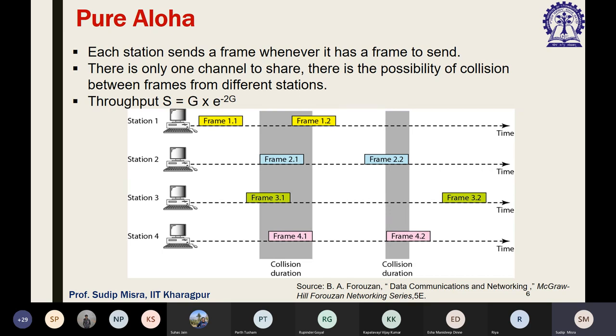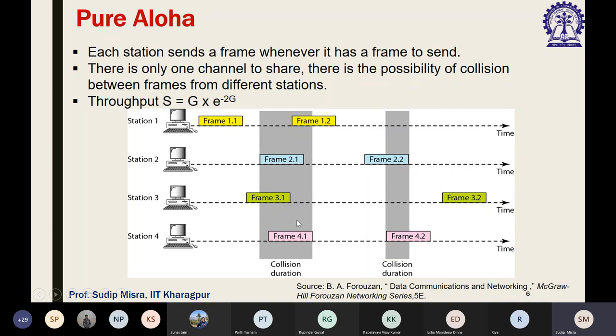So let us try to understand how this Aloha works. Aloha, as I said, can be classified into two types. One is the pure Aloha, the most primitive one, and the other one is called the slotted Aloha. We are going to look at the pure Aloha first, and thereafter we are going to switch to the slotted Aloha. This pure Aloha is basically the original Aloha, and it follows a very simple strategy: if any station has a frame to send, it will just send it. Whenever it has a frame to send, it is going to send it.